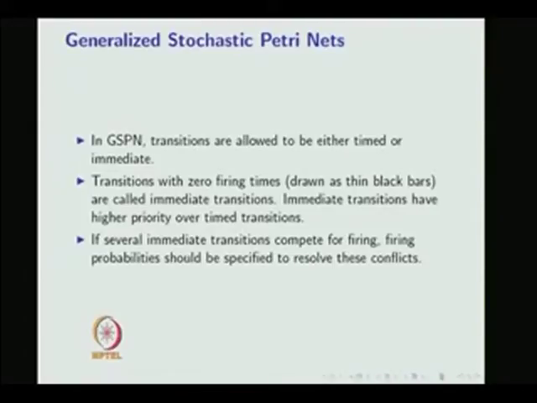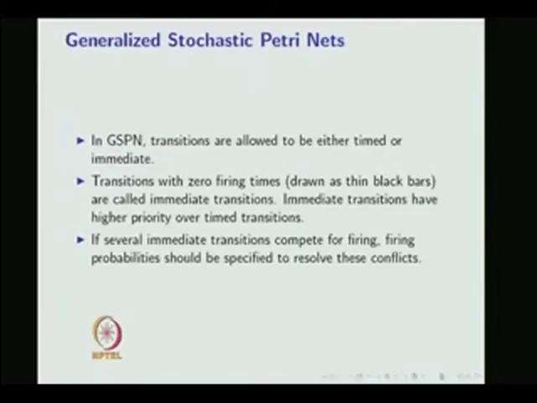If you recall, in the Petri nets, the transitions are immediate, whereas in the stochastic Petri net, the transitions are timed, and we assume that each timed transition is exponential distribution, whereas in GSPN, the transitions are allowed to be either timed or immediate. That means you have the combination: a few transitions could be timed, a few transitions could be immediate also.